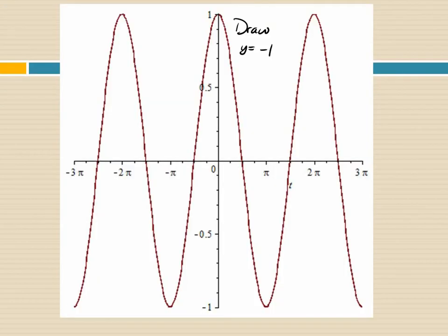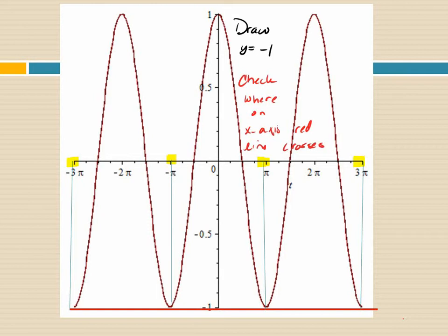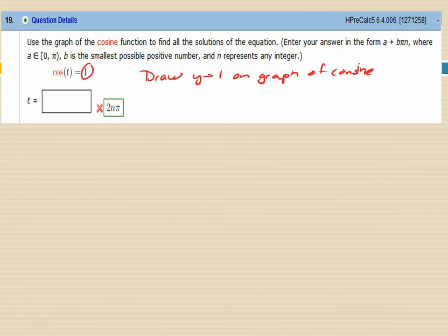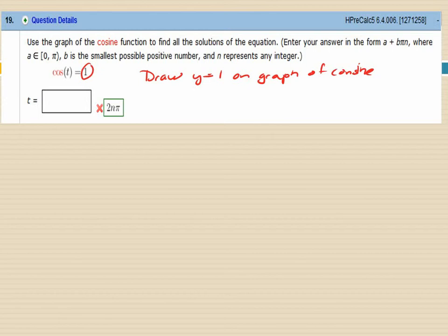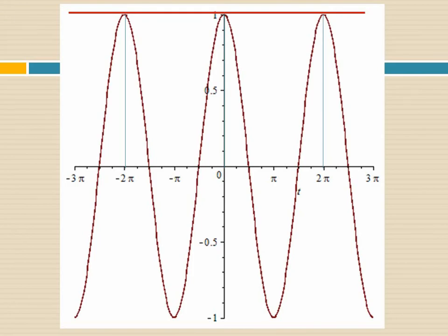Because this is a similar one, so I'm not going to do this one. It's identical. This one's a little different, so let's do this one. This is cosine t equal to 1. Where's cosine equal to 1?